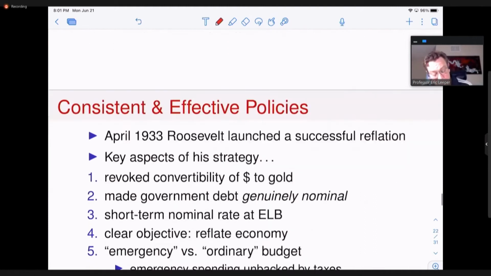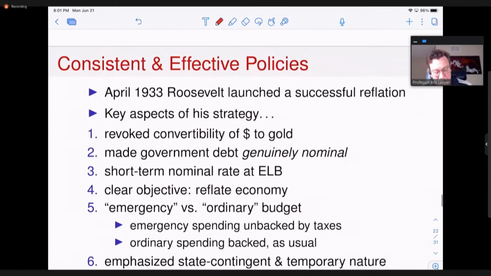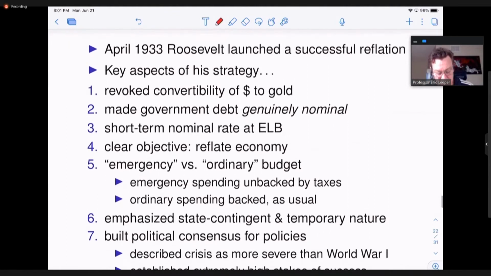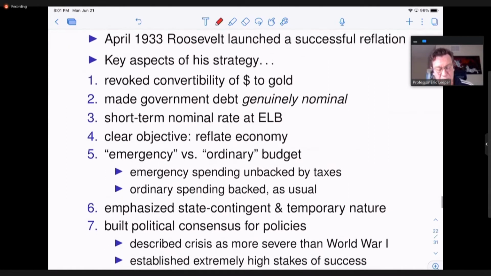Okay, now there is an example of consistent policies that were also quite effective. I'm not saying we have to go back to April of 1933 to find consistent policies, but this is a really nice example. It's almost a laboratory example.